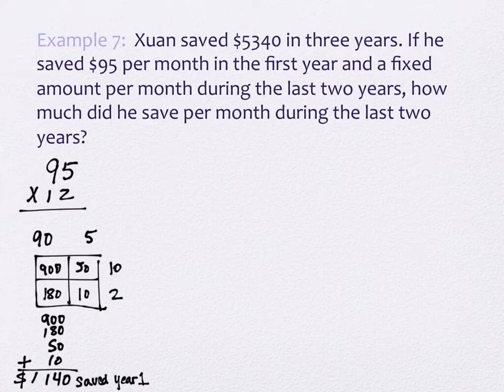What would we need to do for the next part of our problem? Our next part of the problem would be to take the amount he saved total, what was it, 5,340, and subtract 1,140. It's actually a really nice subtraction because there's no regrouping, right? What would I get if I subtract those? 4,200.